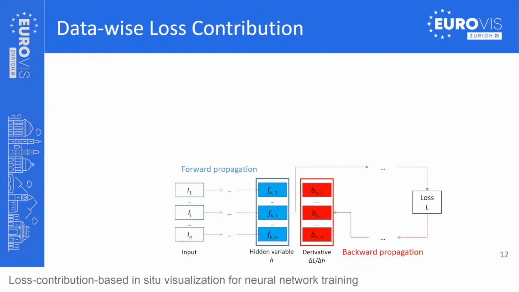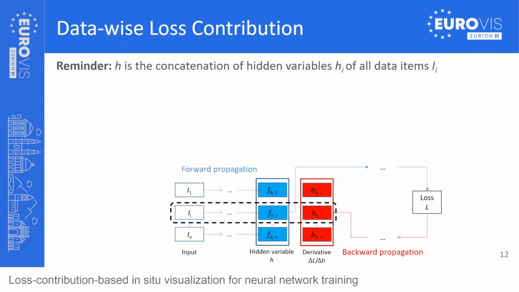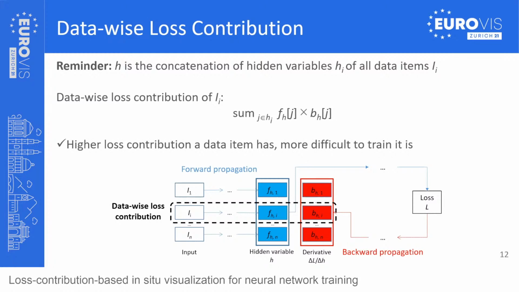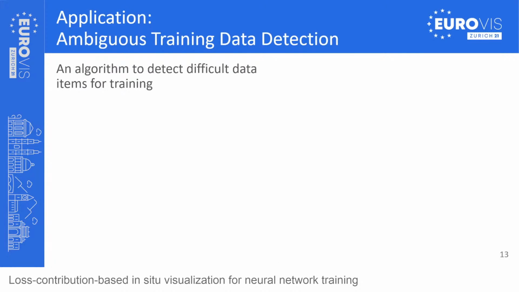With the element-wise loss contribution, now we can do more in situ visualization. First, remember that h is a concatenation of the hidden variables of all data items. As a result, by summing the loss contributions of elements that correspond to the same data item, we can know how much this data item contributes to the training loss. If a data item has high loss contribution, it implies that due to this data item, the loss is high. In other words, this data item makes the training difficult. Based on the data-wise loss contribution, we design a simple algorithm to detect difficult data items during the training process.